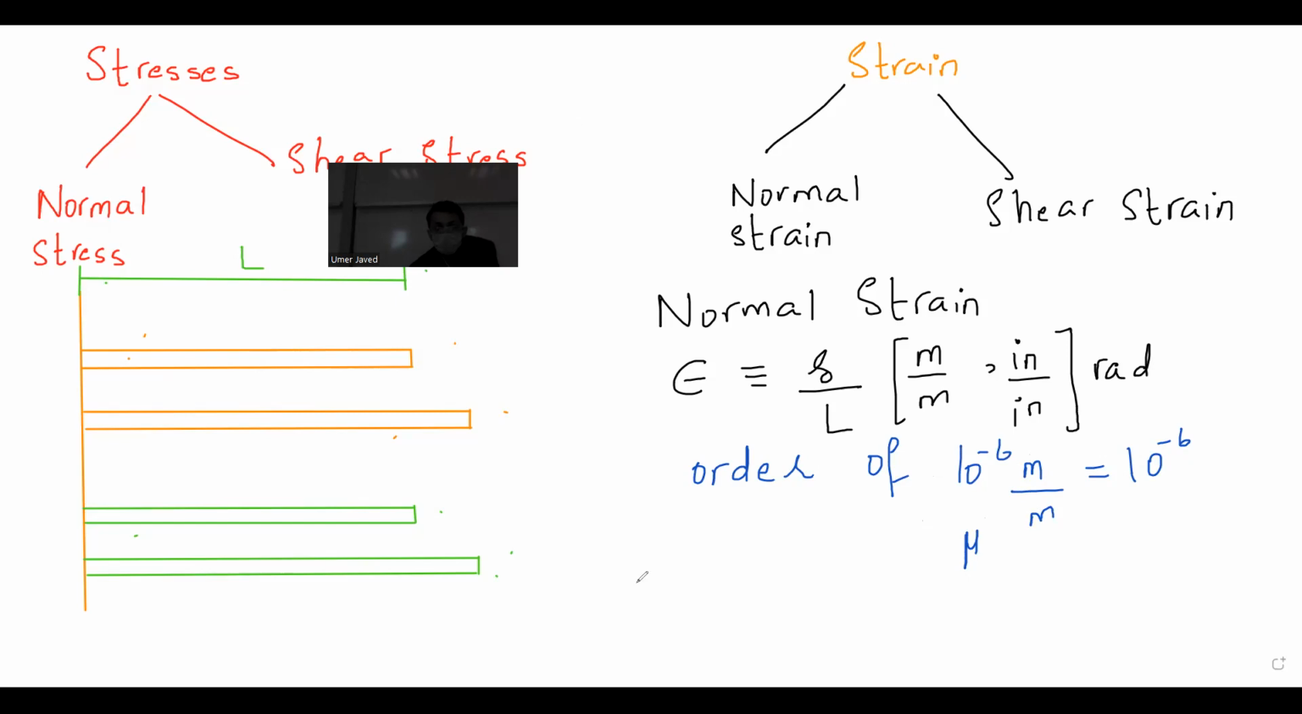One more comment I want to make is that your answers many times will be in the form of percentages, which means whatever strain that you have as an answer, you will just multiply that with the 100, okay? Once we do an example, it will be more clear.